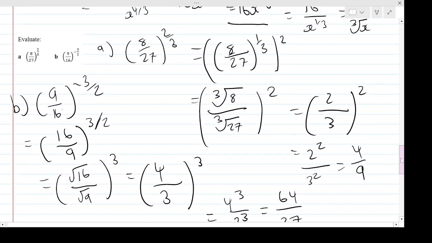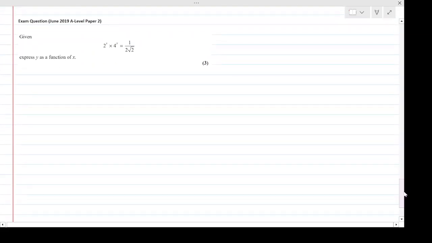Those are the questions from the textbook, the questions that really demonstrate your knowledge and make you learn and understand the content. But now let's actually apply it to an exam situation, right? And this was an exam question using our index laws that we just learned. It says, given 2 to the x times 4 to the y is 1 over 2 root 2, express y as a function of x. So that just means express y in terms of x, right? But what you notice here, we've got all these indices, 2 to the x times 4 to the y is 1 over 2 root 2.